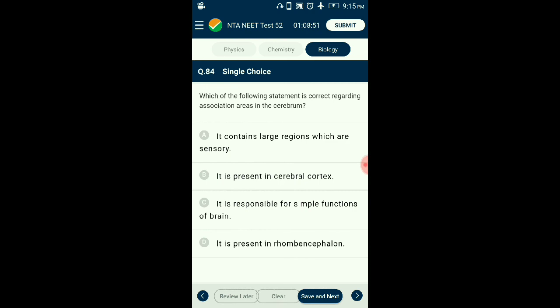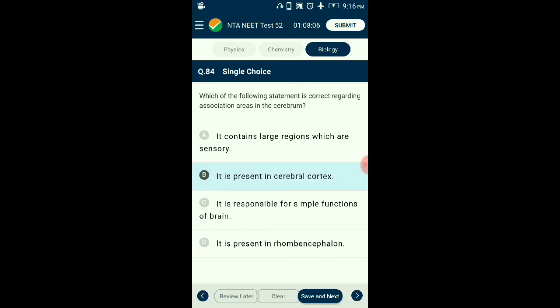Question number 84. Which of the following statements is correct regarding association areas in the cerebrum? The cerebral cortex is the fold of gray matter surrounding the cerebral hemispheres. It is called gray matter due to its grayish appearance, due to the neuron cell bodies concentrated there. It contains motor areas and sensory areas. There are also large regions that are neither clearly sensory nor motor in function and are known as association areas. They are responsible for complex functions like intersensory associations, memory, and communication.